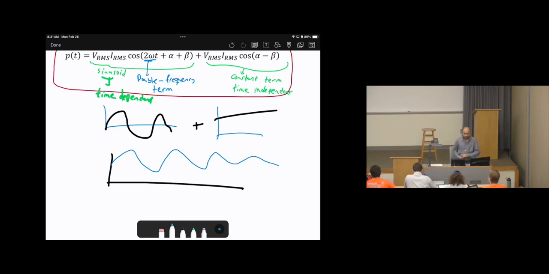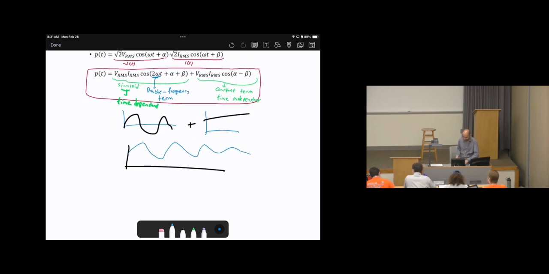Okay? So again, the instantaneous power has 2 different components. We have the component that's the constant term, and we have the double frequency term. This is for the instantaneous power.